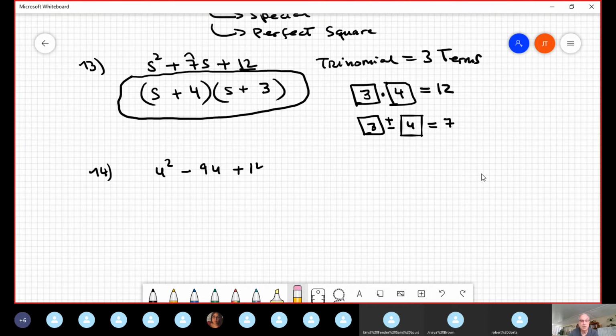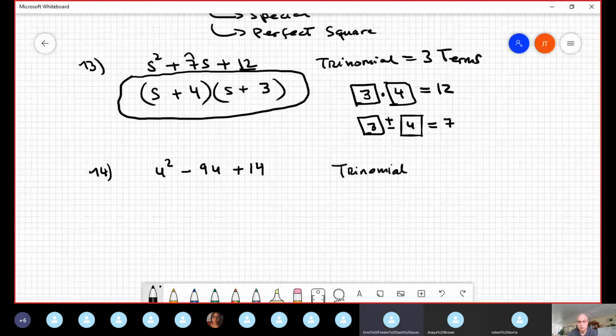Okay, let's go to number 14. 14 is U square. It's a coincidence to get 14 example and 14 number. Okay. Is it a trinomial, yes or no? Yes.